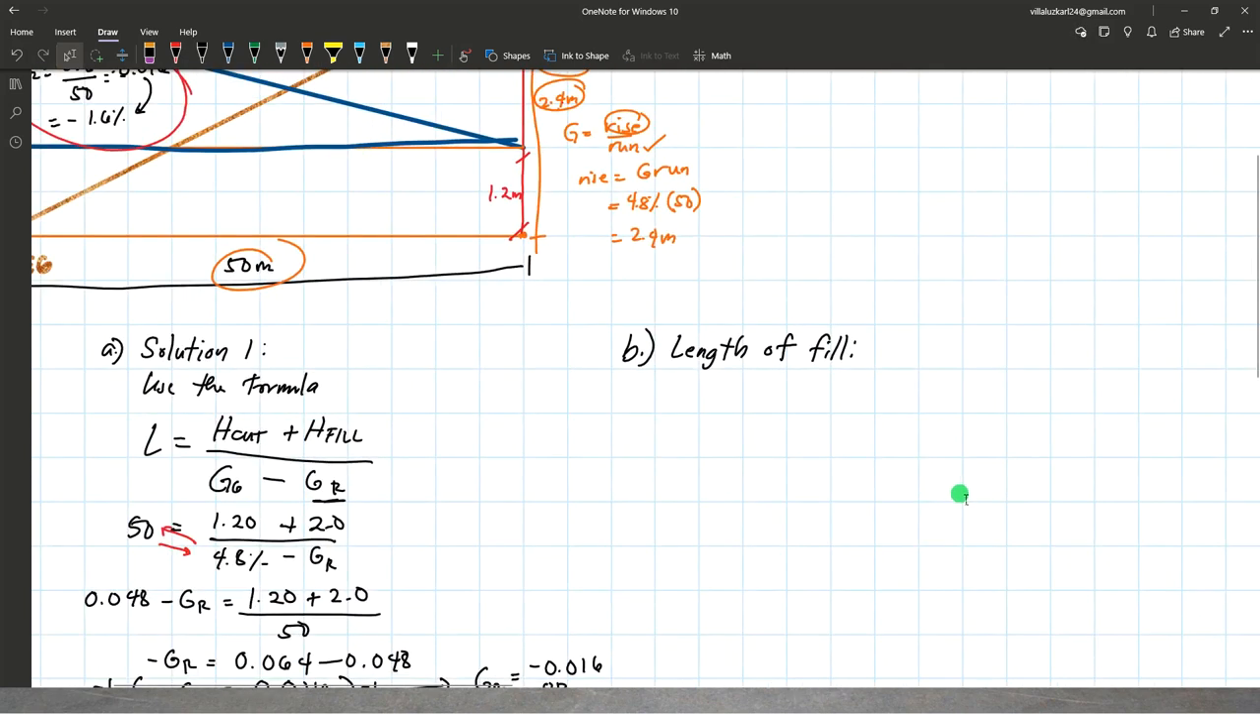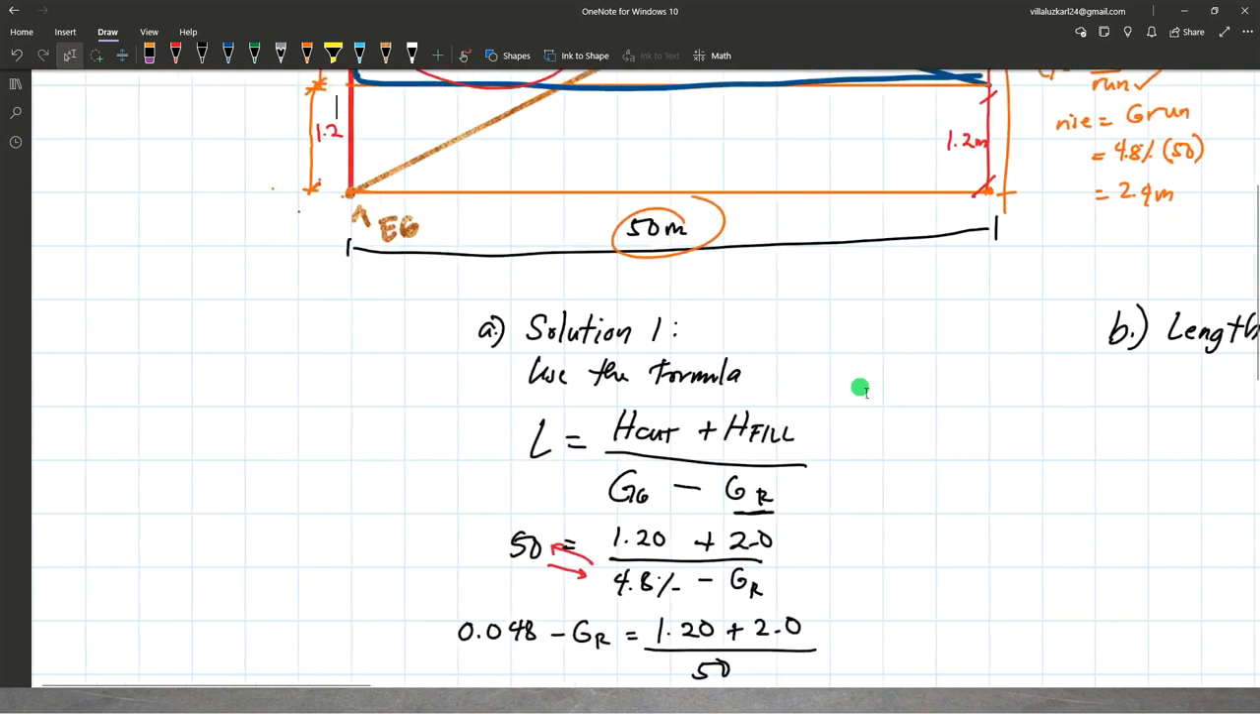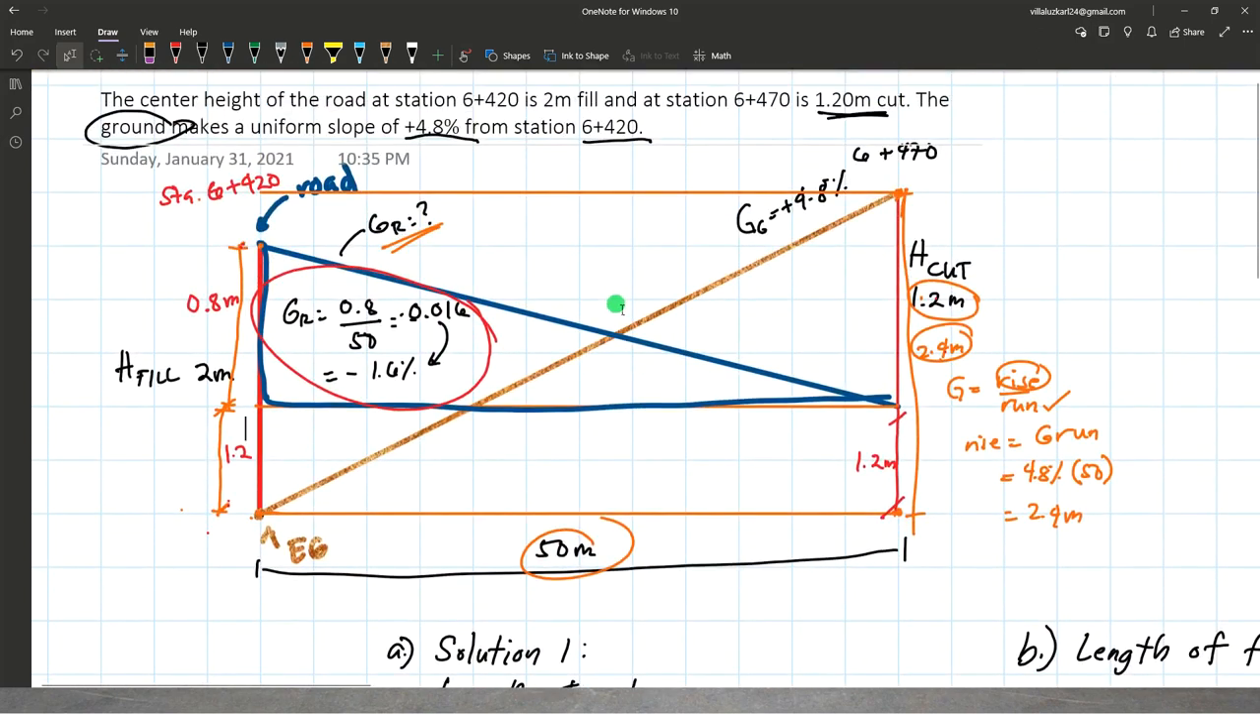Now 3D. What is the length of field? The length of A can be solved by determining this distance. So let me just erase.